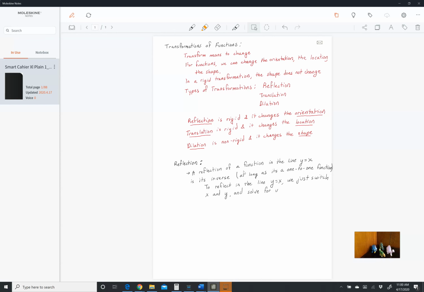But again, we're not really talking about this. This is just a reminder. We're going to talk about the others. So the 3 other types of reflection are a reflection in the x-axis, a reflection in the y-axis, and then actually a reflection in a point, a reflection in the origin.